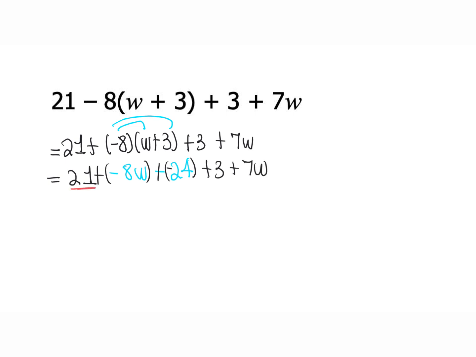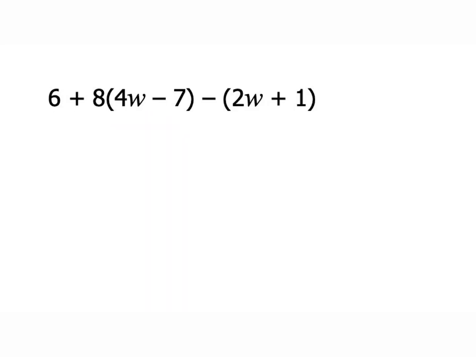So then we're going to combine 21, negative 24, and 3. So that's going to be 0, because 21 plus 3 is 24. And then 24 plus negative 24 is 0. And then negative 8w plus 7w is just negative w. And that's your answer.